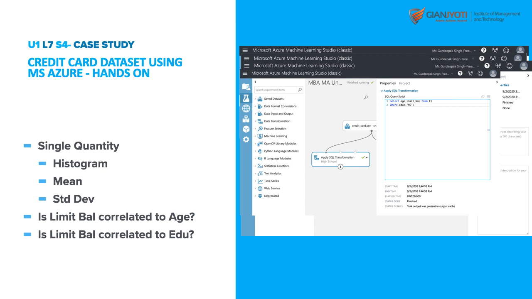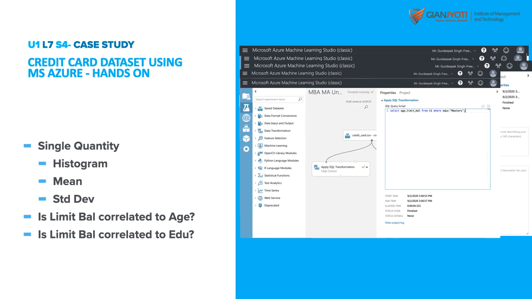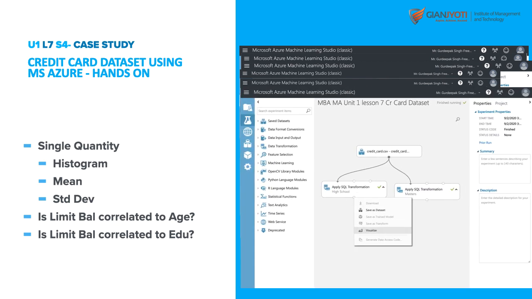So how do I write the SQL query? It is very simple. Select age comma limit balance from T1, that is from this table, where education is equal to HS, high school. So once you have done that, the next step is now for the other one, that is on the right hand side, you write the same thing where education is equal to masters. So it will fetch those details where the education level is masters. So once you have done that, as you had seen, you get this.